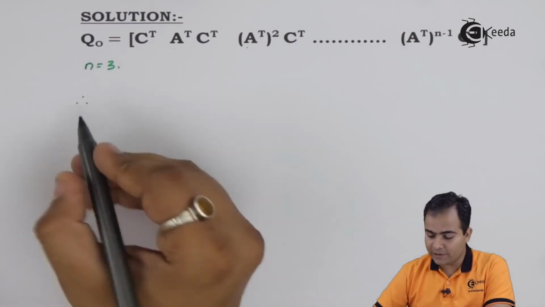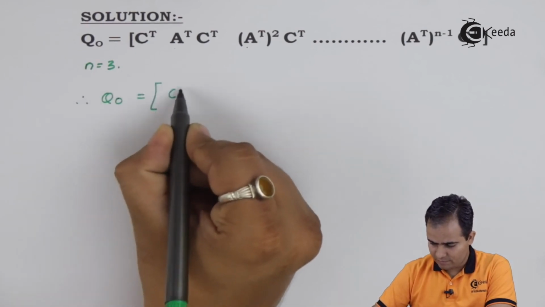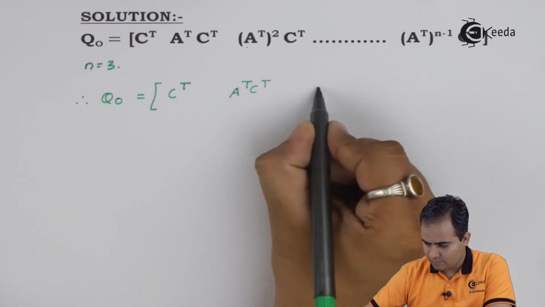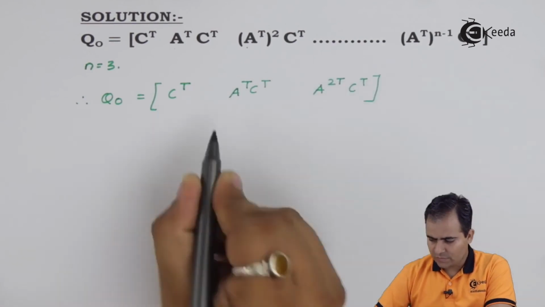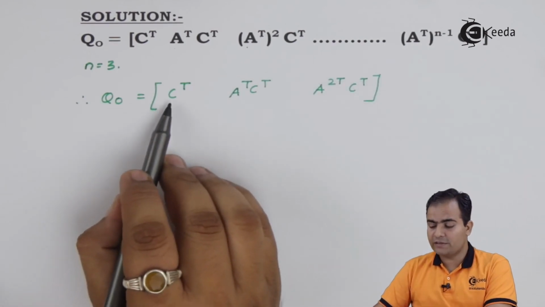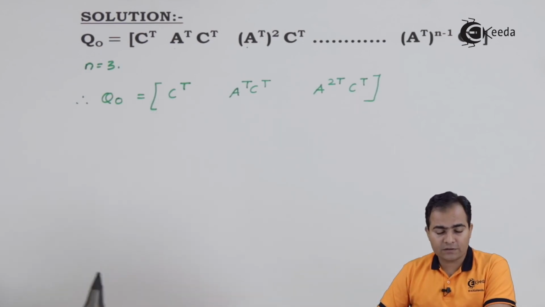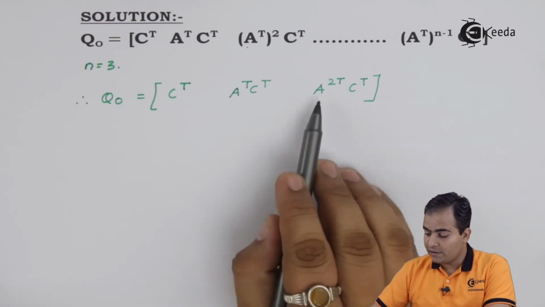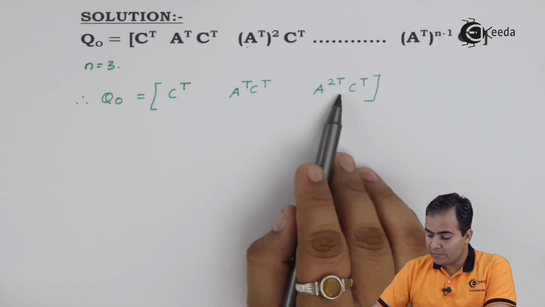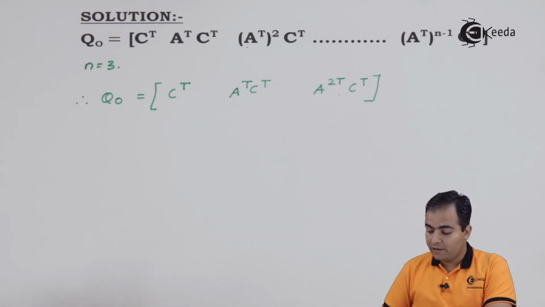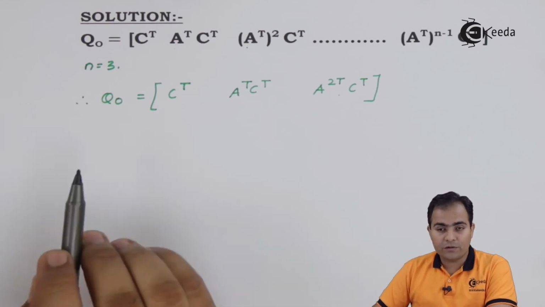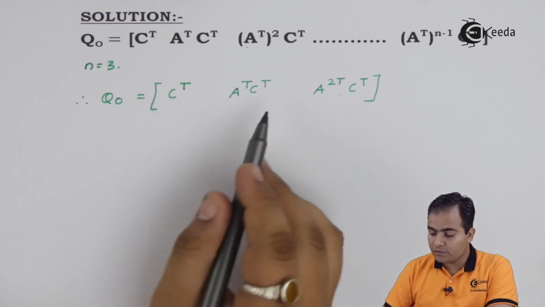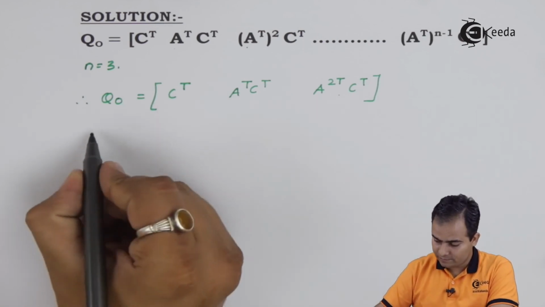So this formula is updated. C transpose is my first matrix. So Q naught is updated as C transpose gives us my first column, A transpose C transpose gives us the second column, and A transpose squared multiplied with C transpose gives us the third column, and then you will get the answer of Q naught, or you can say the whole matrix of Q naught. So first of all, we'll write the transpose values of A and C.